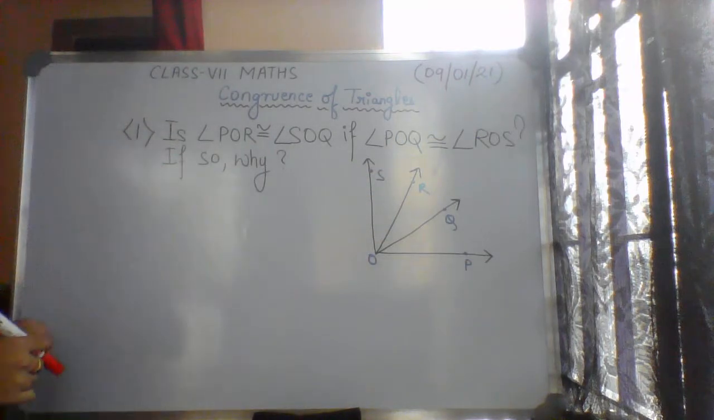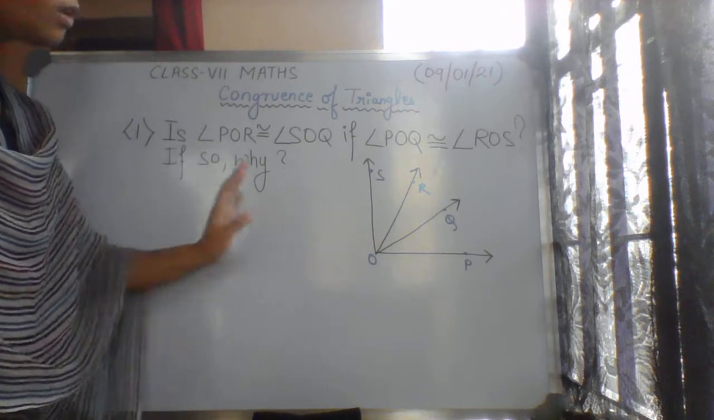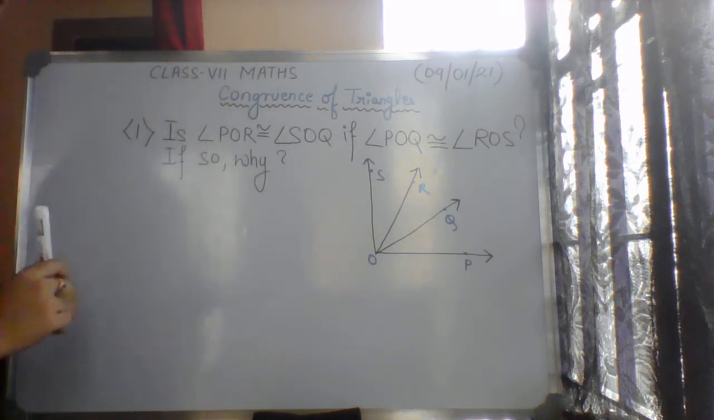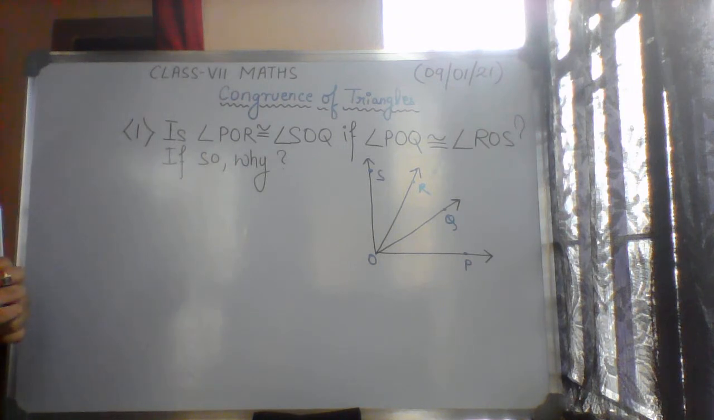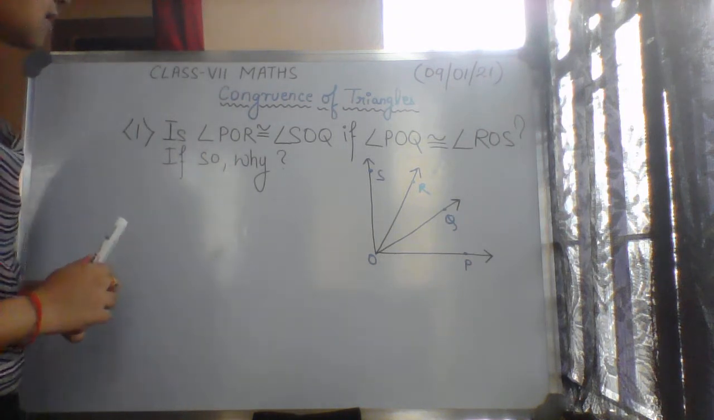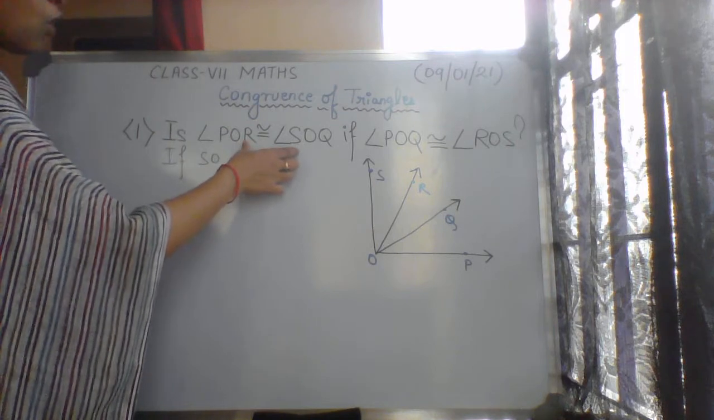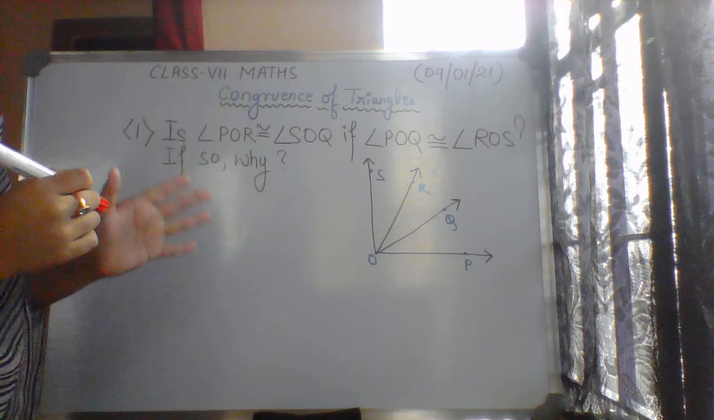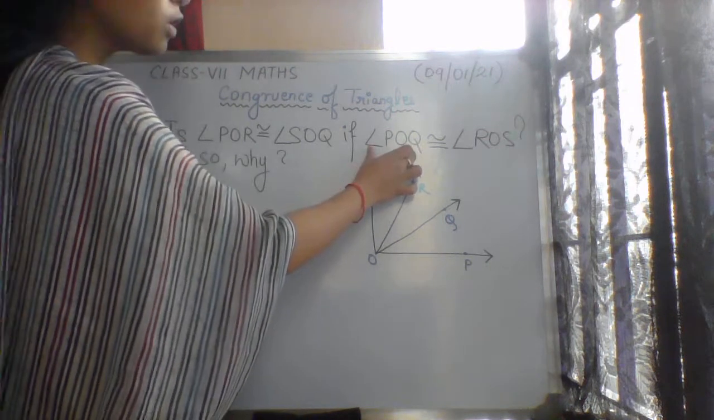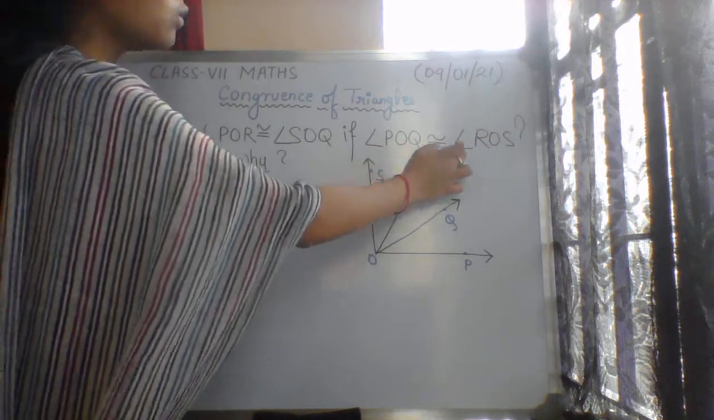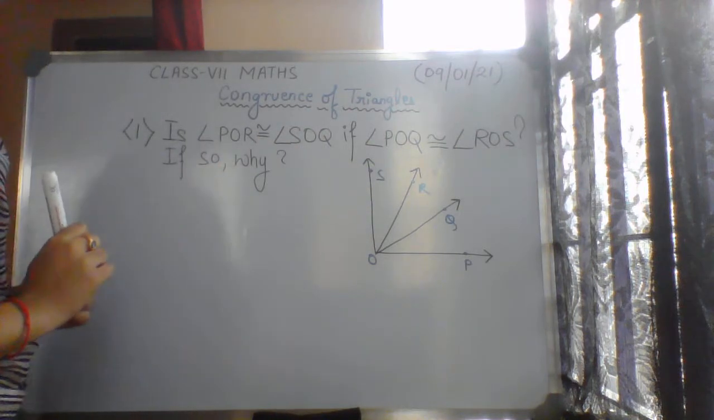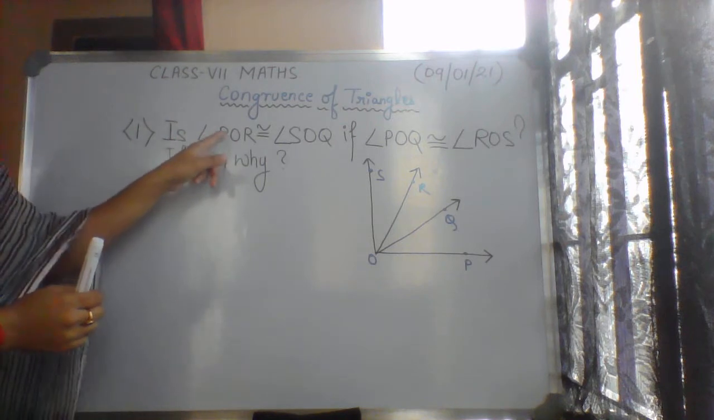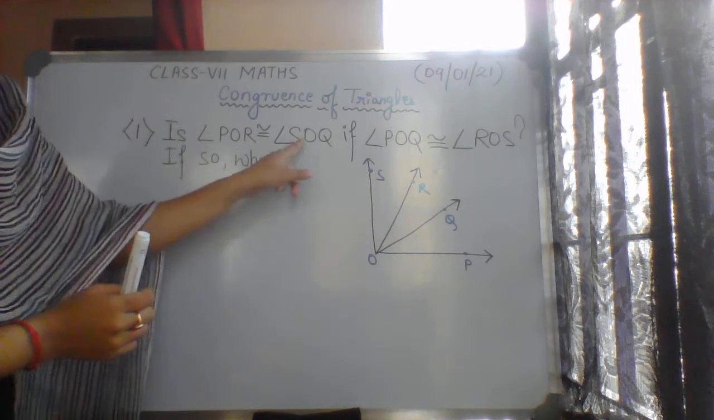This question will be clear if you see this diagram. See this figure very carefully and correlate which angle they are talking about. So this will be congruent if this is congruent. What is given in the question? Angle POQ is congruent to angle ROS. So from there we are going to prove that angle POR is also congruent to angle SOQ.